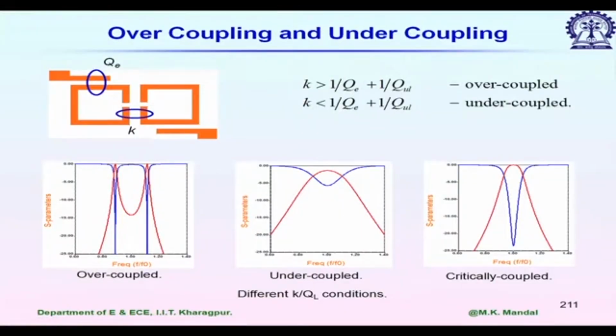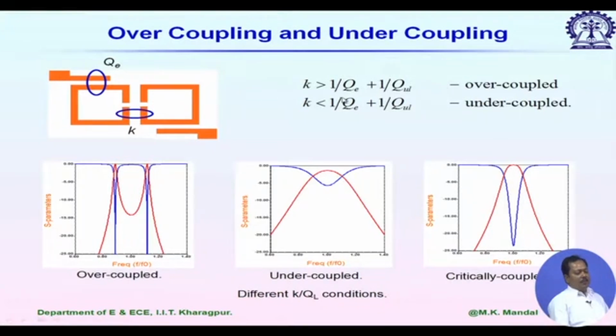Now I will show you some examples of overcoupling and undercoupling cases. So we are considering a simple two resonator filter system. This is the input feed line, this is the output feed line, and in between we have two resonators, and from this configuration you can see we are using electric coupling. Now the coupling coefficient is determined by the gap between two resonators, and the external quality factor is determined by the gap between the feed line and the resonator.